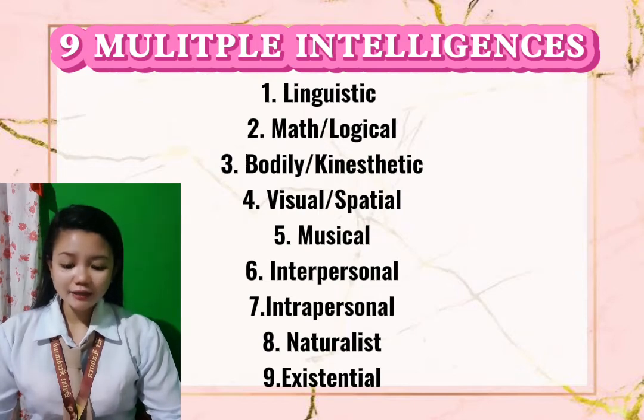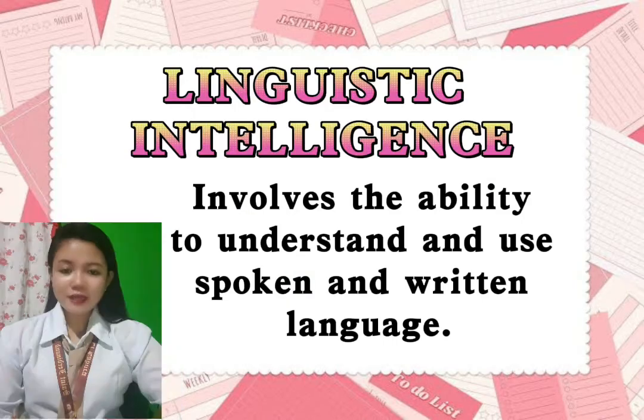6. Interpersonal. 7. Intrapersonal. 8. Naturalist. 9. Existential. Linguistic intelligence involves the ability to understand and use spoken and written language. This can include expressing yourself effectively through speech or written word, as well as showing a facility for learning foreign tongues.